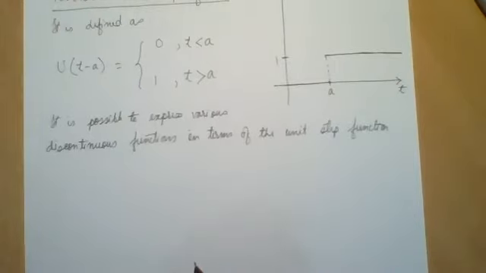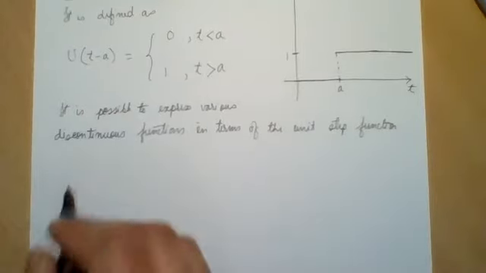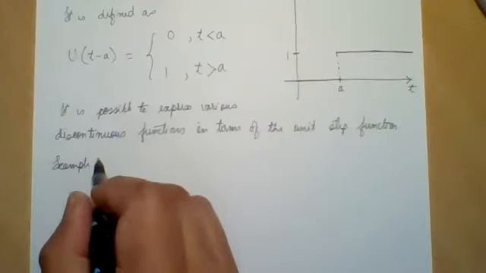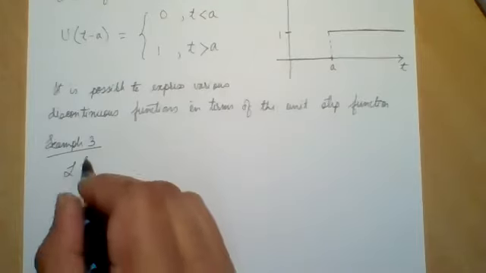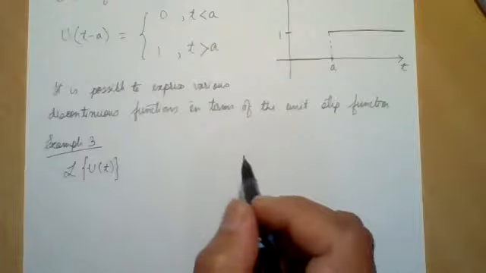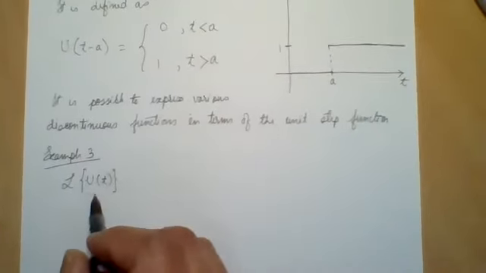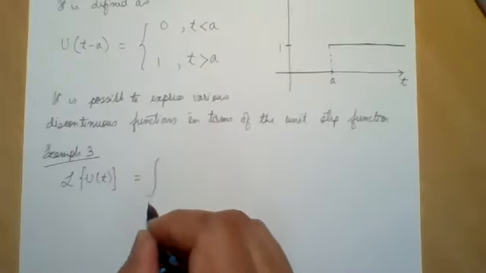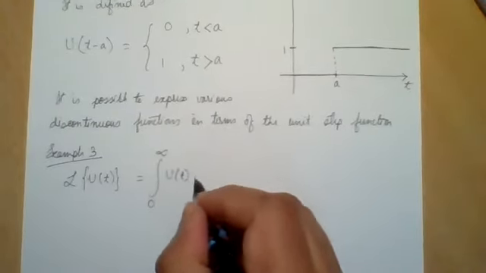Then let us find out the Laplace transform of this unit step function. Last time we discussed 2 examples, so this is example 3. Laplace transform of the unit step function u(t). Let us take a equal to 0 here. As the first example, let us take the Laplace transform of u(t). So this is equal to integration from 0 to infinity u(t) dt.